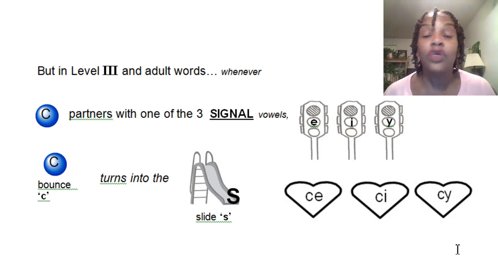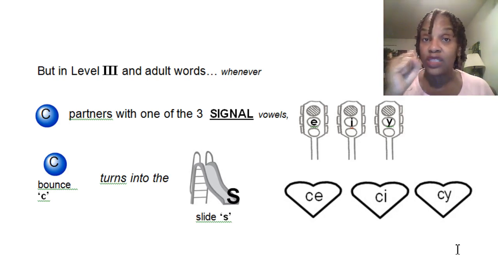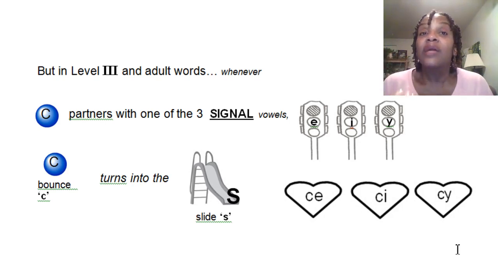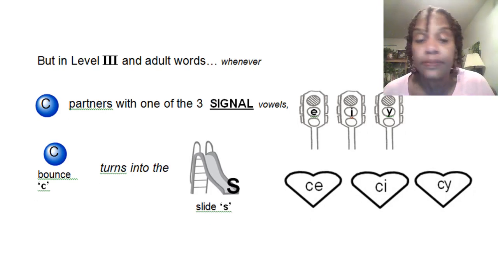All right? So as you can see, again, one more time, when the bounce sound C partners with one of the signal vowels, the bounce sound C turns into the letter S sound. And what that means is that when you sound out that word, when you see that partner, that letter C, you're going to make the S sound, okay? Good job. All right, let's move right along.